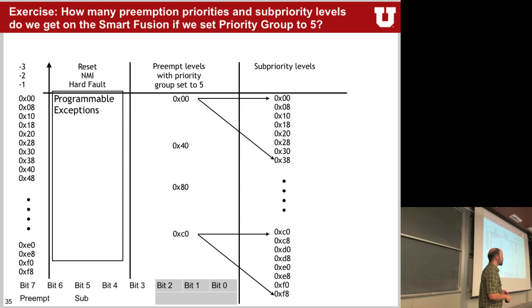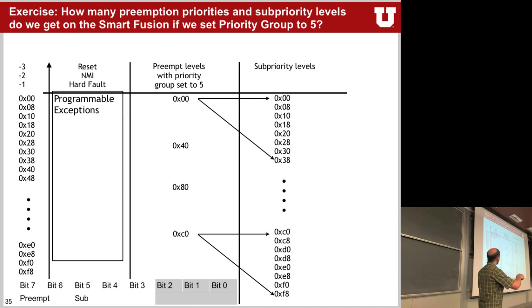Yeah? An RTOS would take advantage of this. How? Different tasks would have different priorities that could preempt other ones or not be preempted. And you can change it over time, right?